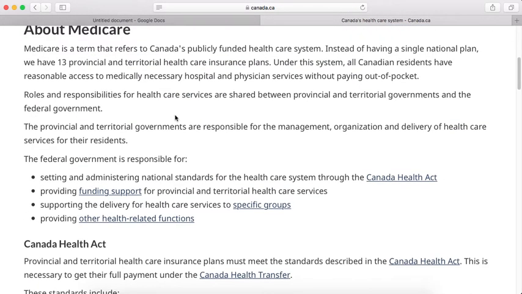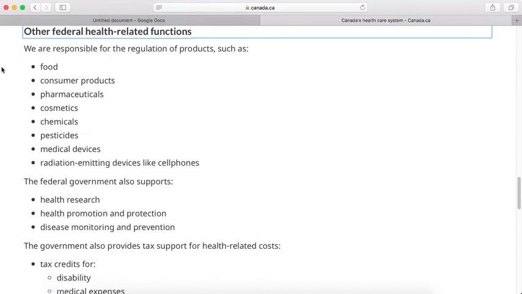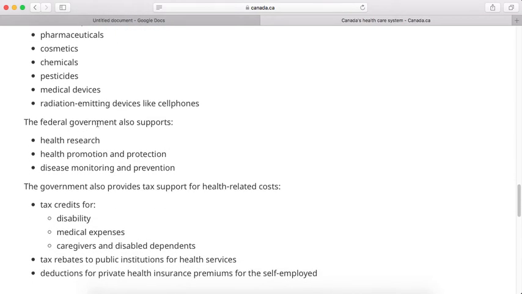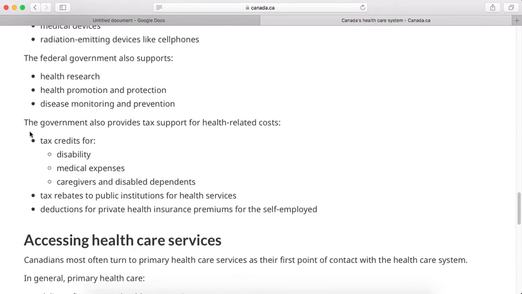What are other health related functions? They are responsible for the regulation of products such as food, consumer products, pharmaceuticals, cosmetics, chemicals, pesticides, medical devices, radiation emitting devices like cell phones. Other federal support are health research, health promotion and protection, disease monitoring and prevention.